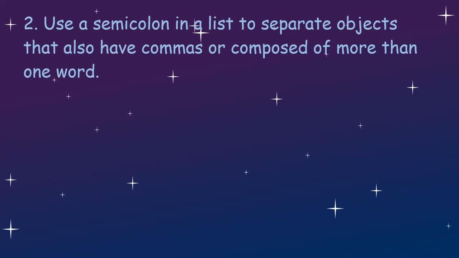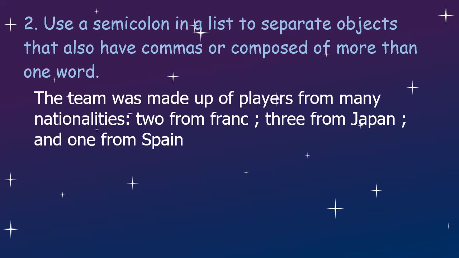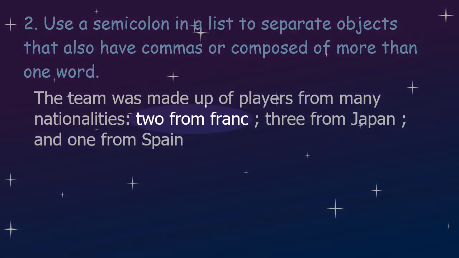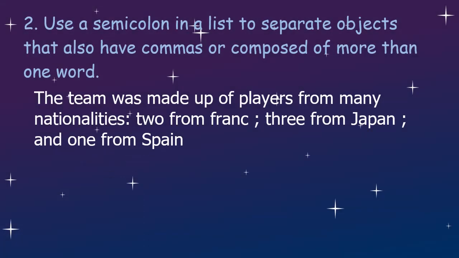The other use of the semicolon is in a list to separate objects that also have commas or are composed of more than one word. As an example, the team was made up of players from many nationalities: 2 from France; 3 from Japan; and 1 from Spain. As you can see here, the semicolon is used to separate objects that have more than one word.